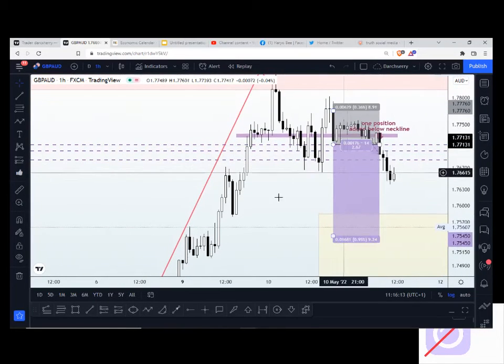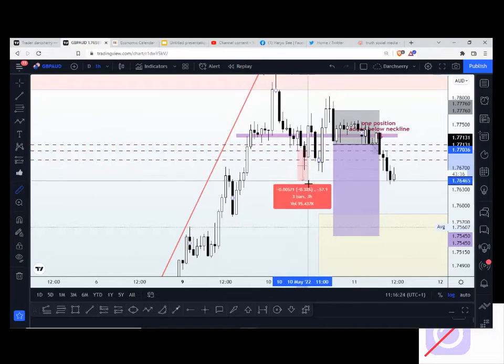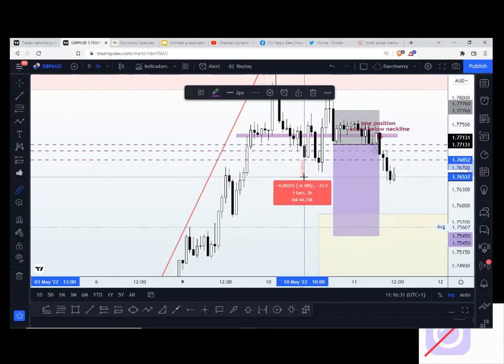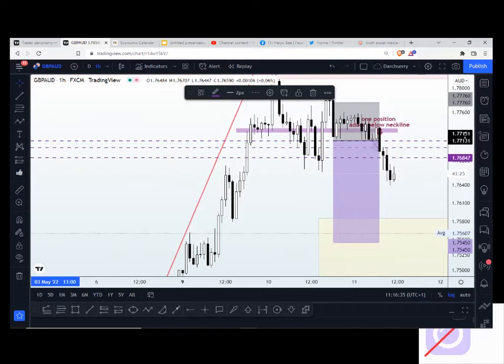GBPAUD is already in profit, and I'm having 3 positions running with this. I have the first one here, which is around 60 pips. Then the second one around this area, which is around 50 pips thereabout, and the third one right at this point, which is around 30 pips in profit at this point. So are you in that trade? Is anyone in this trade?